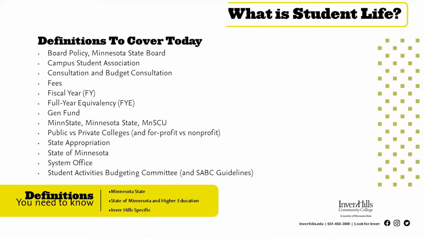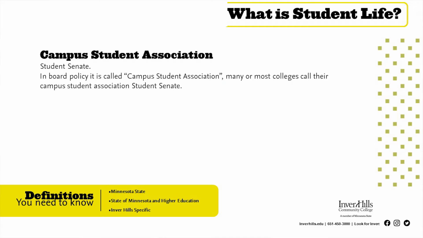I'm Nikki from Student Life, and I'm here to talk to you today about definitions that you might need to know, and I'm going to cover them alphabetically, which is the most fun way to cover anything, really, starting with the Campus Student Association. So the Campus Student Association is just another word for Student Senate.